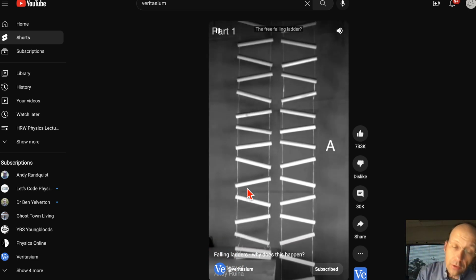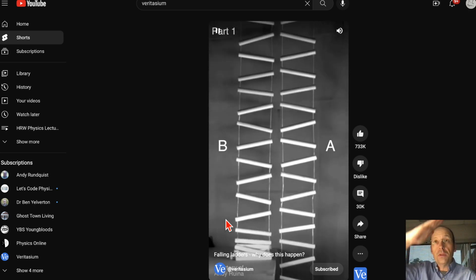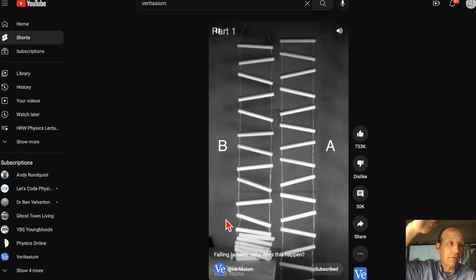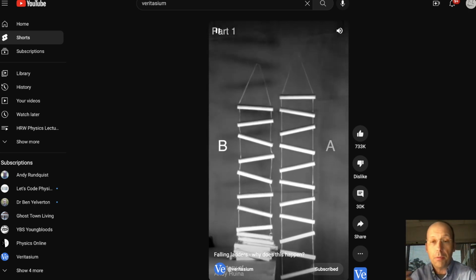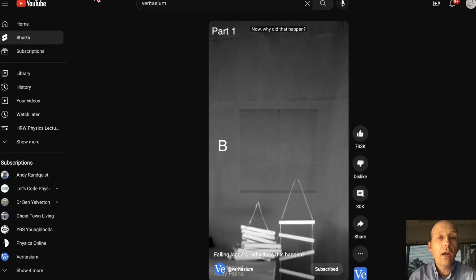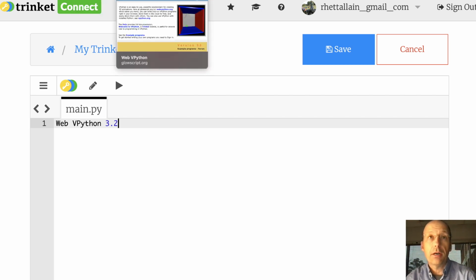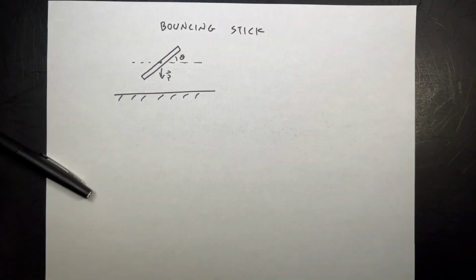And so I'm going to build a Python model, as I already explained. I think the issue is the tension when these strings, when these rungs hit, they pull down the part above them based on change in angular momentum. So together, we're going to build a model. So let's start with some ideas here.